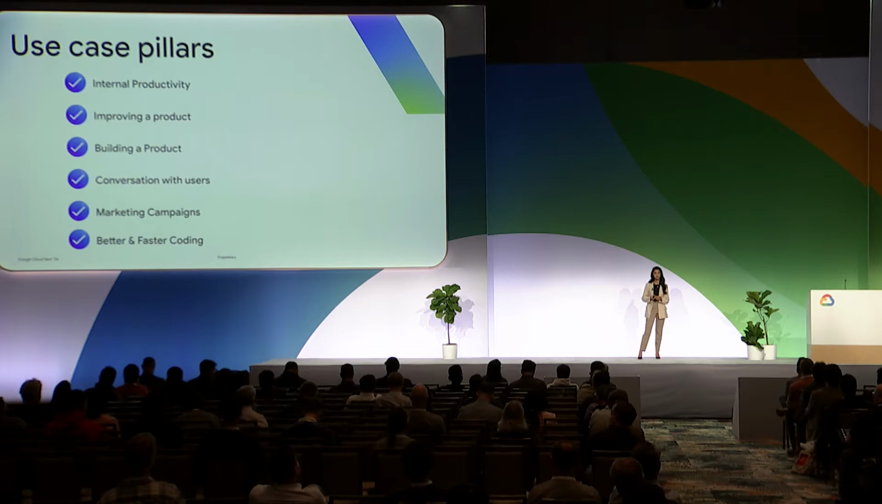And then a couple others like marketing campaigns, getting the word out, reaching your customer base a little better, and then better and faster coding. But again, those middle 3, improving a product, building a product, and conversing with your users are the key ones that I see in the startup and small business space. And so after you've identified these different buckets, that's when I go to my customers, and that's when I say, okay, now let's talk products, right?